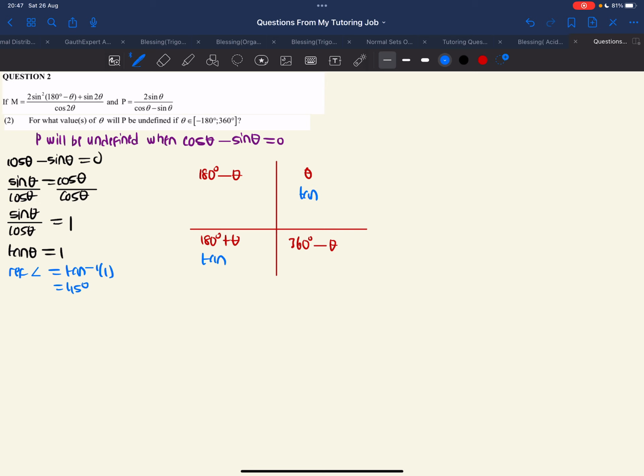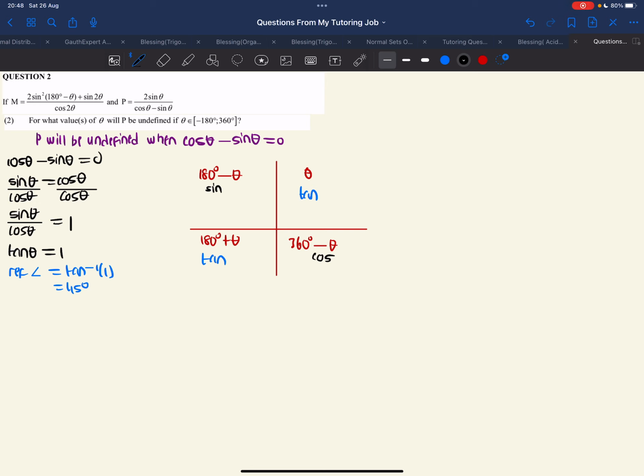The sine, the cos, and the tan will be positive. And then on the second one, it's only sine that will be positive. And then for the third one it's only tan, and for the fourth one, it's only cos that will be positive. So we're going to do a general solution for the first quadrant and also for the third quadrant.